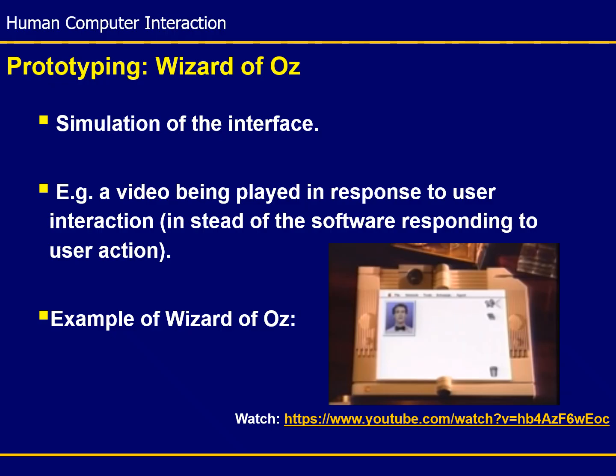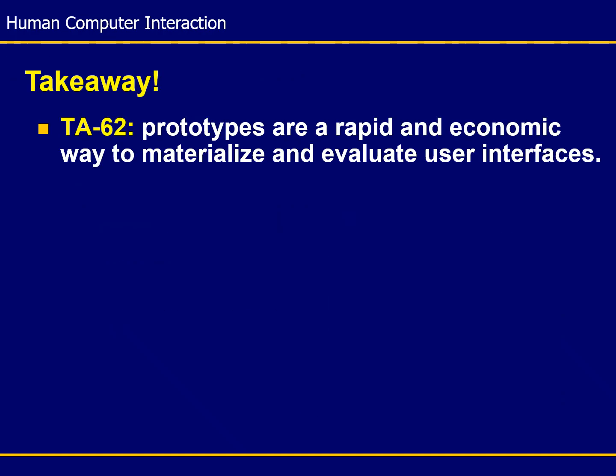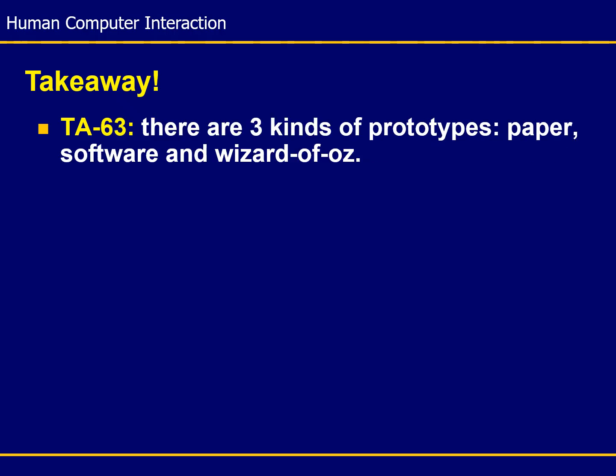And by the way, it's very dangerous to show Wizard of Oz interfaces to actual clients, because they will think that they will get what they see, while what you're actually doing is just testing the interaction. You have to be careful about that. So, prototypes are a rapid and economic way to materialize and evaluate user interfaces. That's the takeaway. The second takeaway: there are three kinds of prototypes: paper, software, and Wizard of Oz.